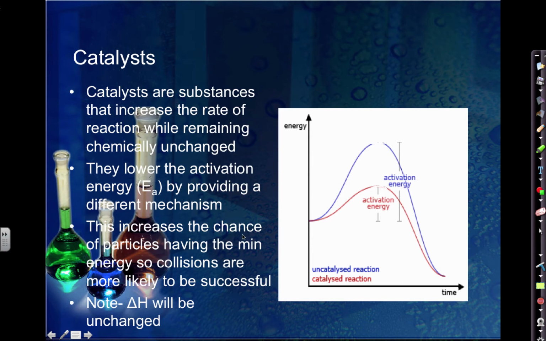So it lowers that minimum amount of energy necessary for the reaction to happen by providing a different pathway. So it increases the chance that the particles will have the minimum amount of energy for the reaction to happen. Now, make a note of this, delta H will be unchanged. So the amount of energy that you put into the reaction or release from the reaction will not change. Only the activation energy, the minimum amount of energy to start the reaction, changes.